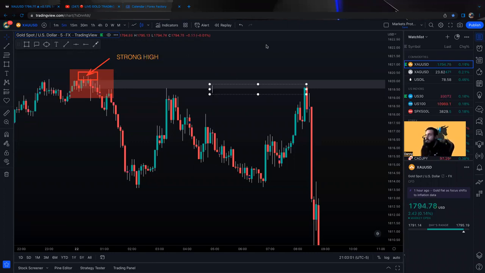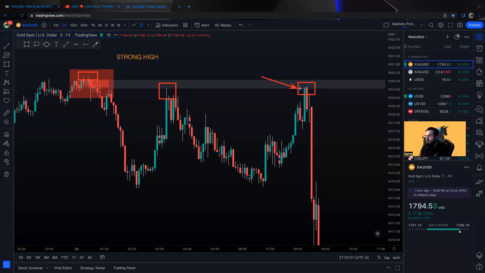Also, we have formed a rejection zone, looking at the wicks on this side. So what this means, whenever price comes into here, it could reject, and when it comes into here again, it could reject, unless it breaks above those previous strong swing highs made with bullish candles. So the start of the sell happened right at this area.